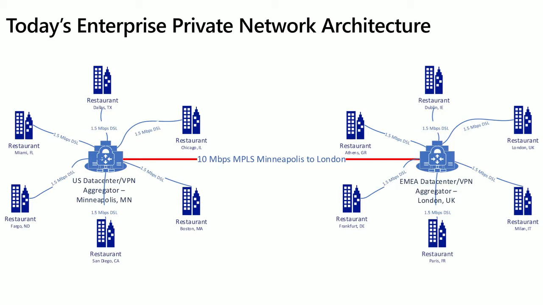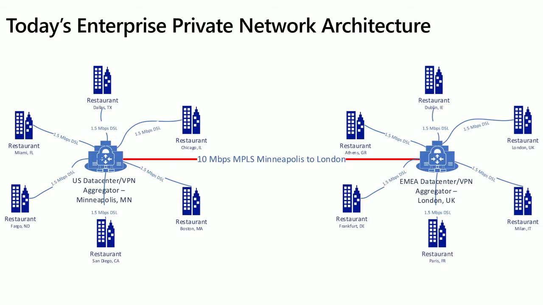Today, we look at a traditional enterprise private network. In this case, I chose a restaurant example. As I have restaurants distributed across the world, we traditionally would build some sort of hub and spoke type model. And the hub and spoke, in this case, is very physical. It requires aggregation devices, it requires pretty beefy internet connections, and even in this case, we just have 1.5 megabit DSL connections coming out of these restaurants.